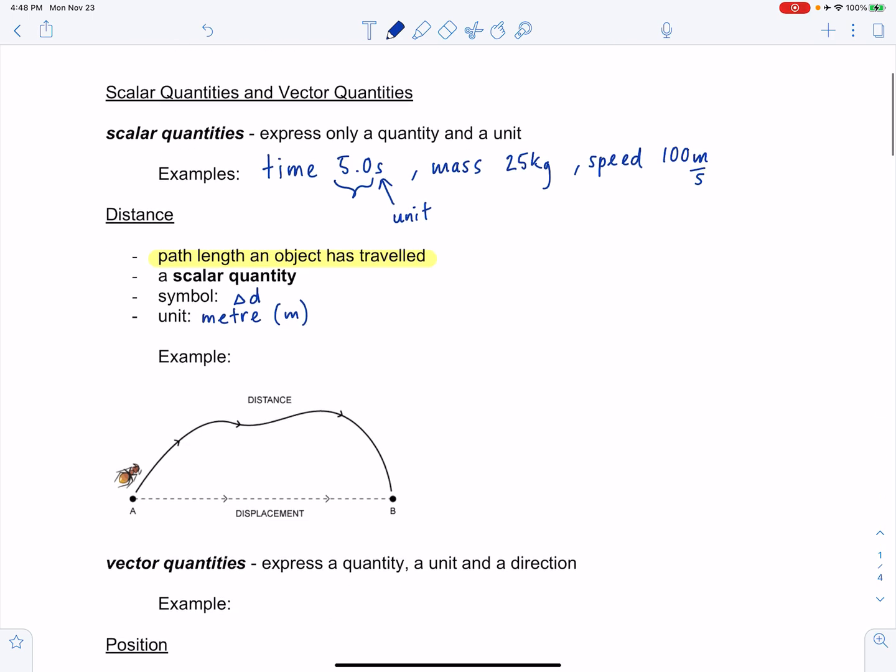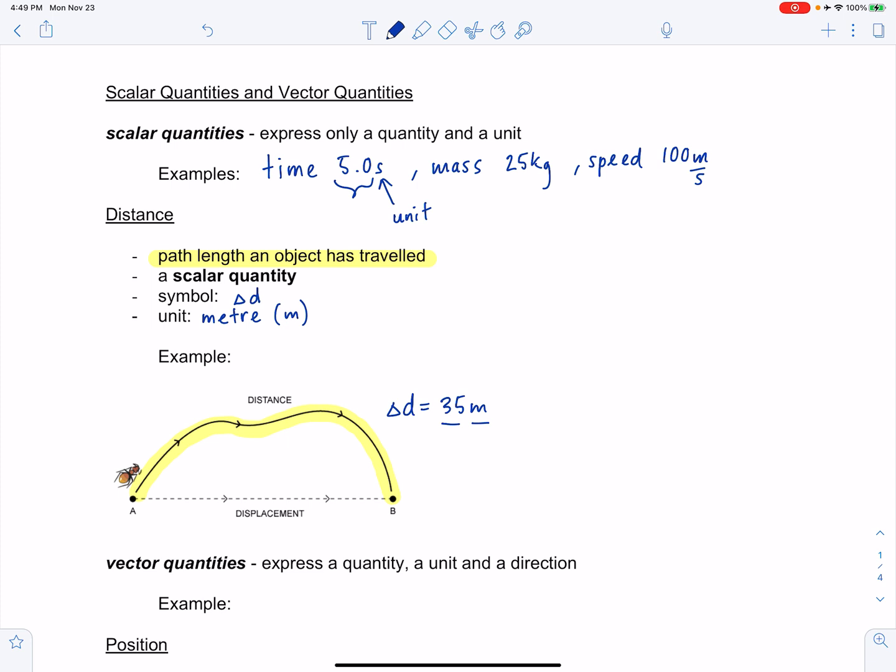Here we have an example of an insect traveling from position A to position B, and it follows this curved path length. If you were to measure the length of this curved path, you would have the distance. So the distance in this example is 35 meters. So this insect traveled a distance of 35 meters. Note that there is a quantity and a unit.